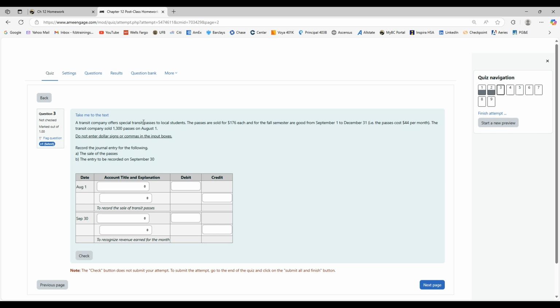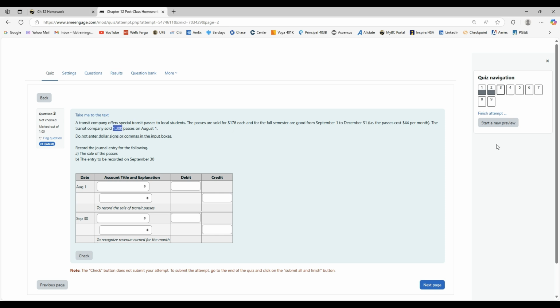Question number 3. Okay, so we've got kind of an unearned revenue type transaction here. So a transit company passes are 176 each. What is that? September to just the end of December. So it's September, October, November, December. So 4 months. Oh, $44 per month. Okay. So 176 is 44 times 4 months, like I said.